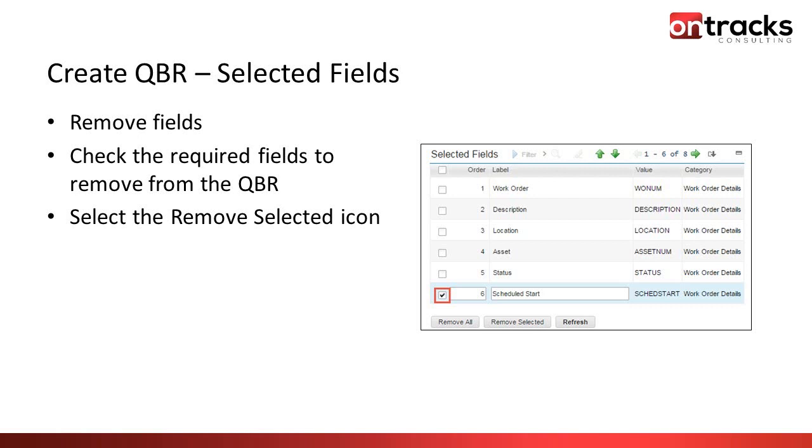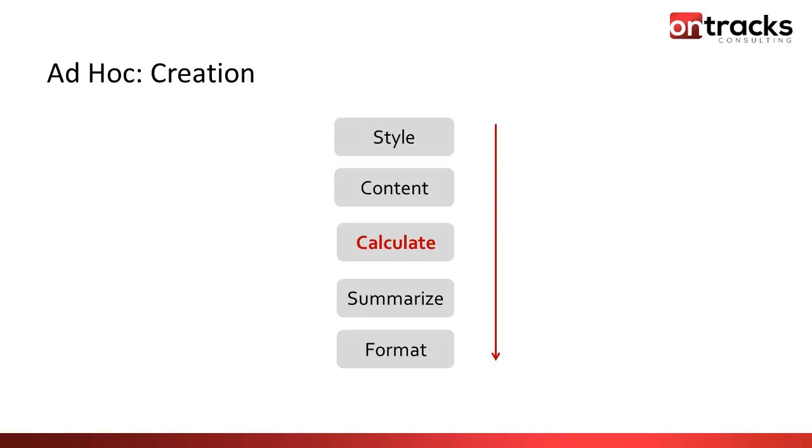I just click the checkbox beside them and then click the buttons down at the bottom. I can remove all, which ignores the checkbox and just removes everything from this list, or I can just check a field or two and then remove selected, and it'll pull it back from the selected fields section and it'll pull it into the available field section. So I can always add it back in if I want.